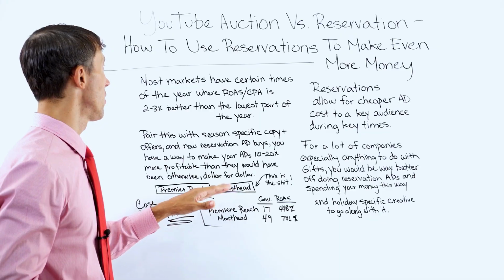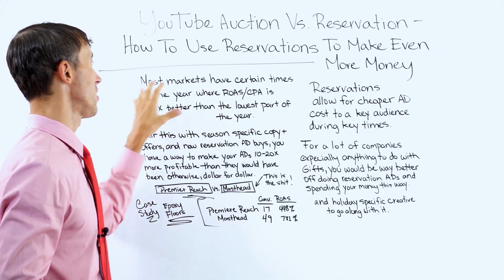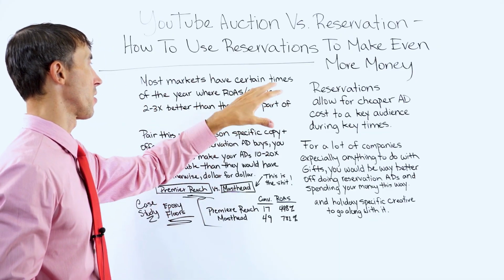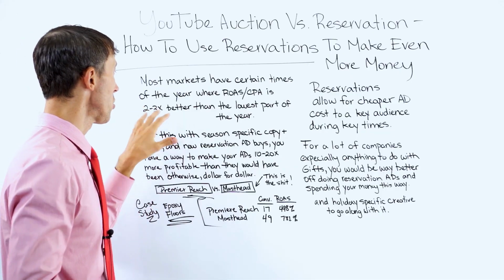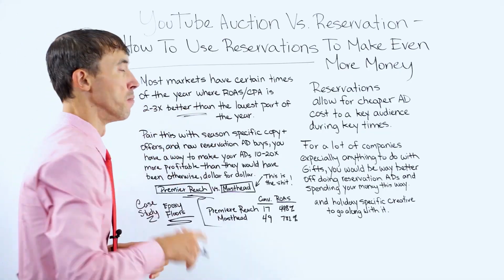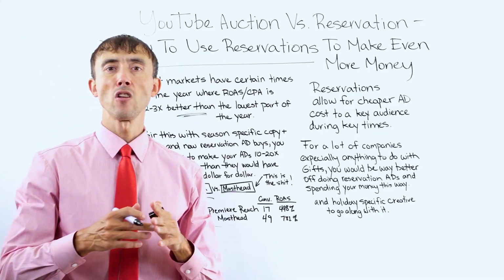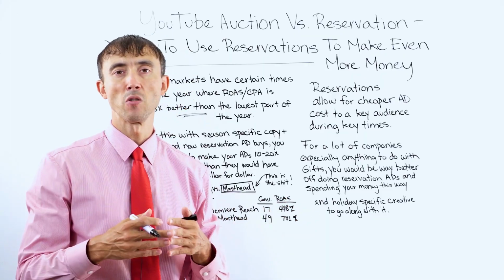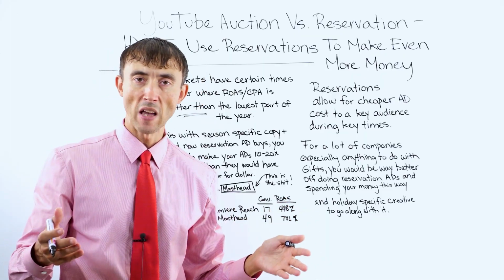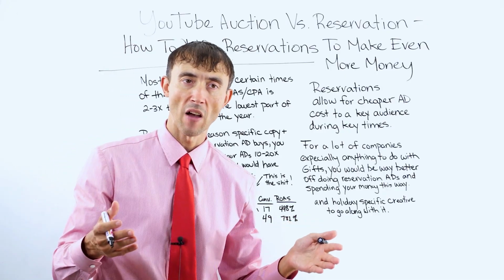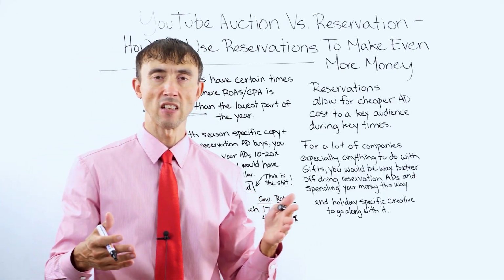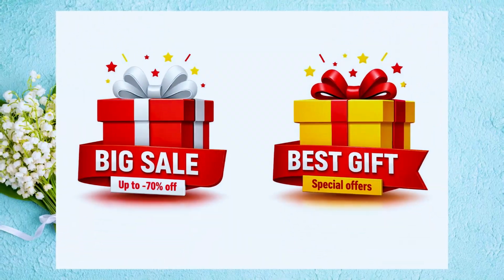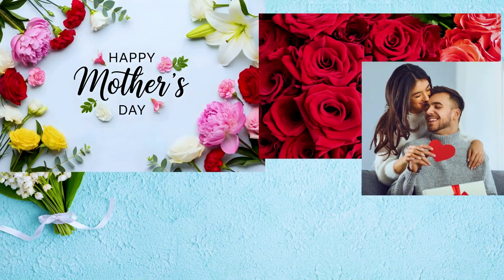So with that said, most markets have certain times of the year where the ROAS that you would get, or the target CPA that you're going to get, is 2 to 3 times better than the lowest part of the year. Most businesses are like this. Anything to do with e-commerce, of course, sales are usually the best right before Christmas. If you're doing any kind of home services, your best time to advertise is in the spring. Everybody likes to make decisions to upgrade things in the spring and so forth. You know, if you're selling gifts, it's before Mother's Day, Valentine's Day, and Christmas.